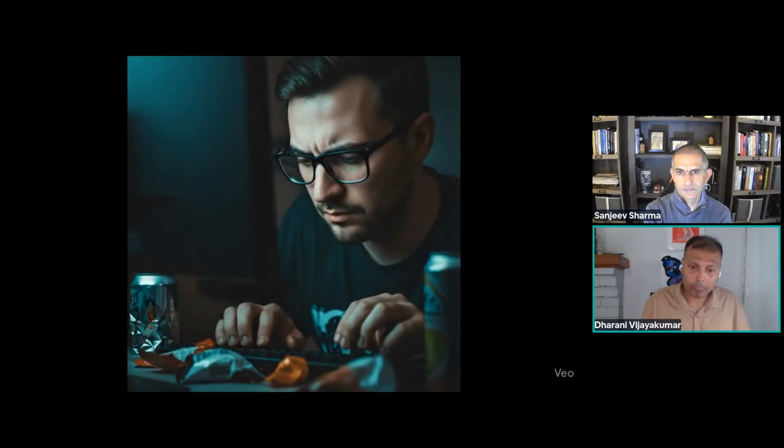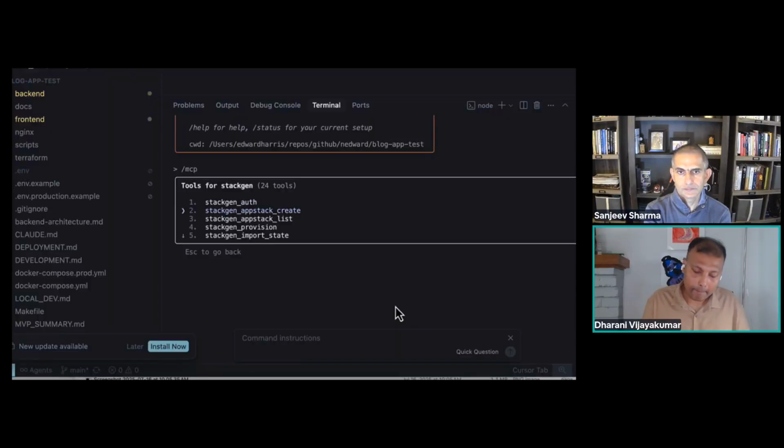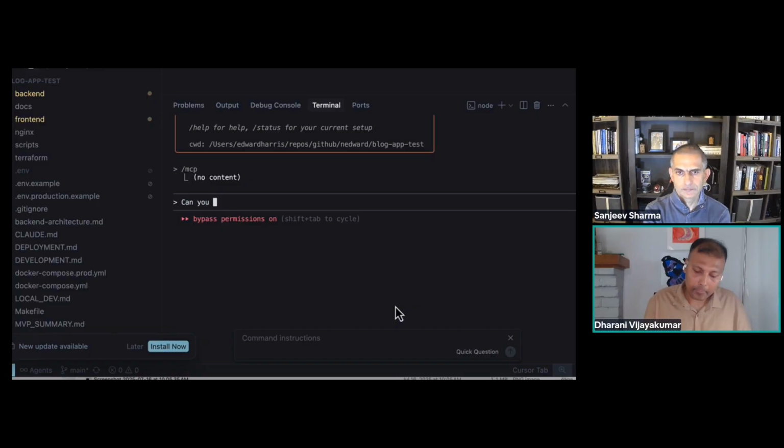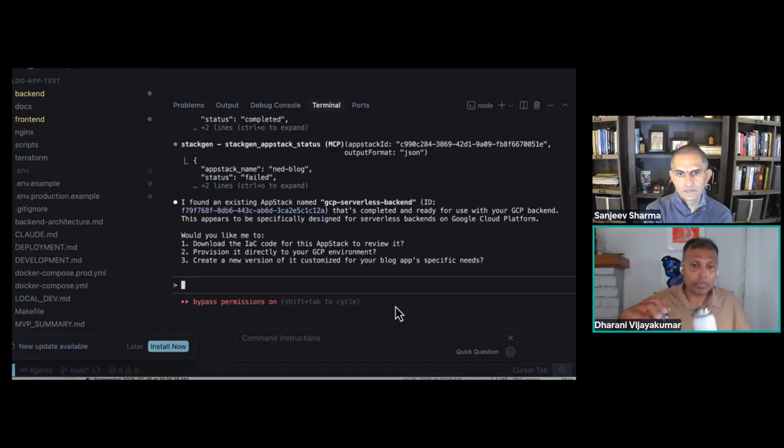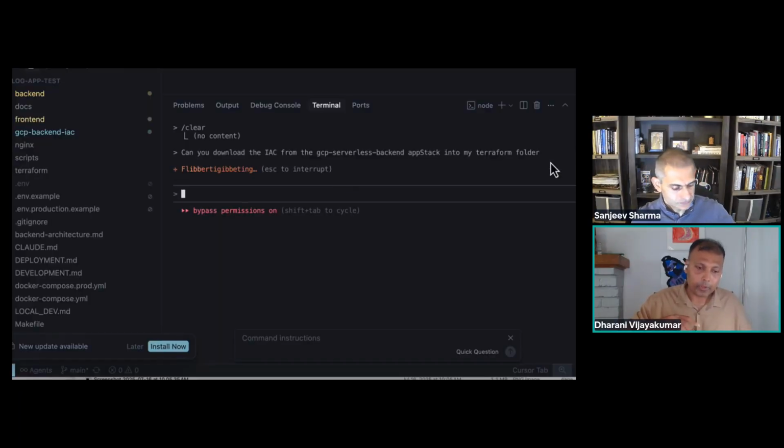Back in his IDE, James discovers the StackGen MCP. Instead of wrestling with Terraform configurations, he simply asks for an app stack that matches his needs. In seconds, he gets detailed recommendations, not generic templates, but infrastructure specifically designed for his use case, backed by his organization's proven patterns. One command later, the app stack downloads directly into his Terraform folder.